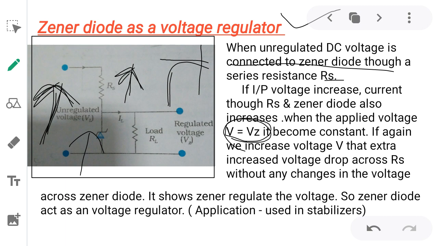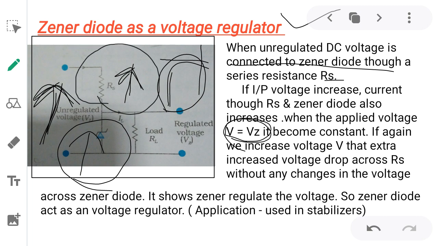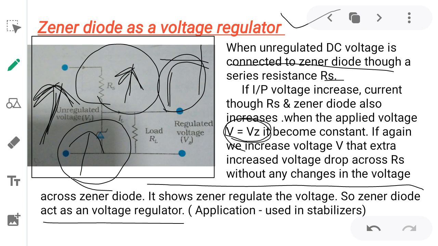Again if I increase the voltage, there is no change in this current value; that increased voltage is dropped across RS only. It shows it regulates that extra added voltage. Because of this it acts as a voltage regulator. It supplies only the particular voltage required and the current that must be generated. Even if we increase the voltage extra, it regulates it, and the extra is dropped across the resistance. Because of this it acts as a voltage regulator.